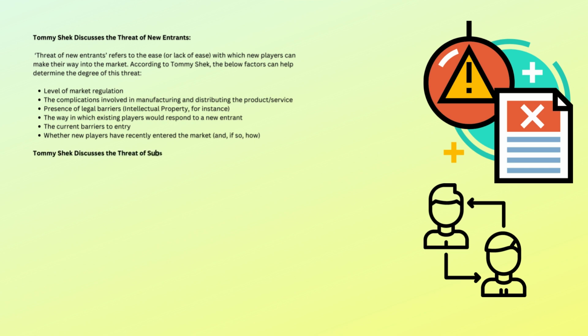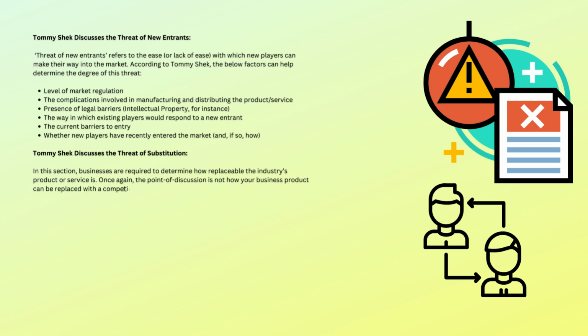Tommy Shek discusses the threat of substitution. In this section, businesses are required to determine how replaceable the industry's product or service is. Once again, the point of discussion is not how your business product can be replaced with a competitor's product, but how easily the product being offered by the industry itself can be replaced.